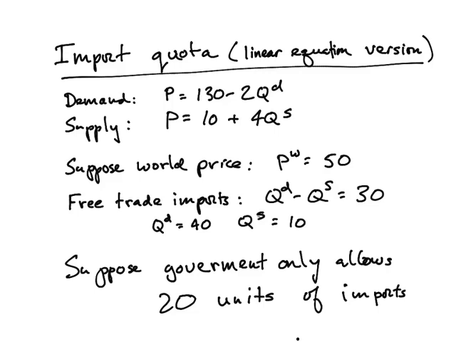I'd like to look at the analysis of an import quota using linear equation versions of demand and supply. So I'm going to start with a random set of supply and demand curves written here. And let's suppose that the world price is originally $50. That is the price in the international market. And under free trade, there would be an associated level of imports.